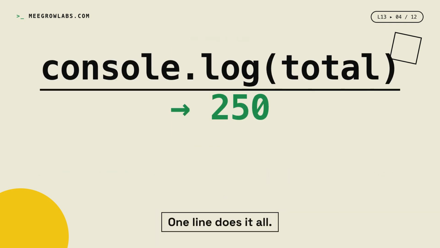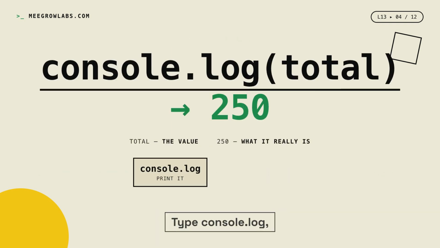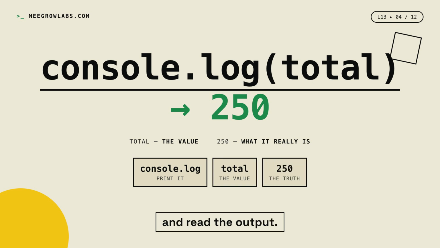One line does it all. Type console.log, pass it the value, and run the output. The variable is the mystery. The printed value is the truth. No fancy tools needed. Works in any language. Print, look, fix. So why is this the go-to?